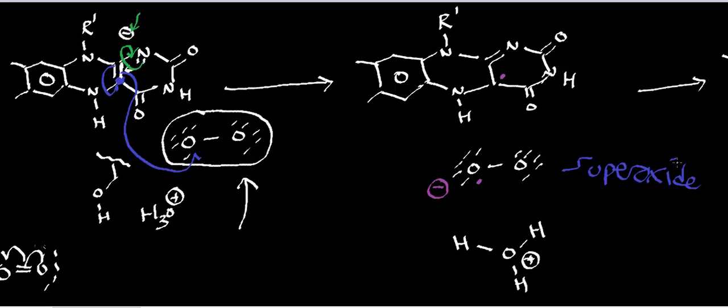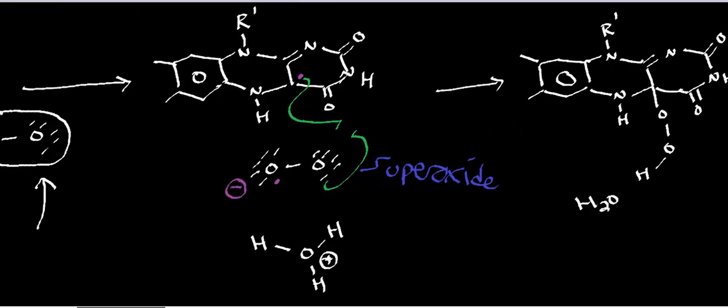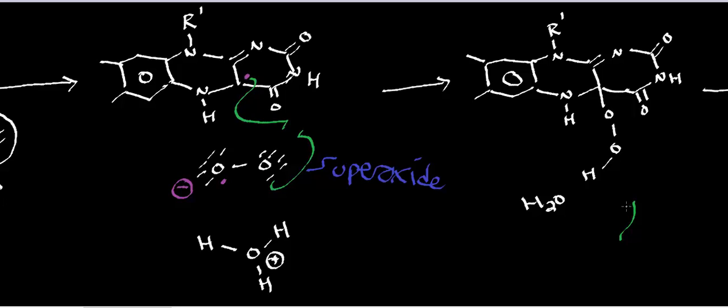But what's going to happen essentially is the superoxide, at least the oxygen that has the radical electron, is going to couple with the radical electron that's on the FAD. Okay, so this electron right here is going to couple with this one right here. And so what you should expect to see now is a peroxide linkage now attached to the FAD.